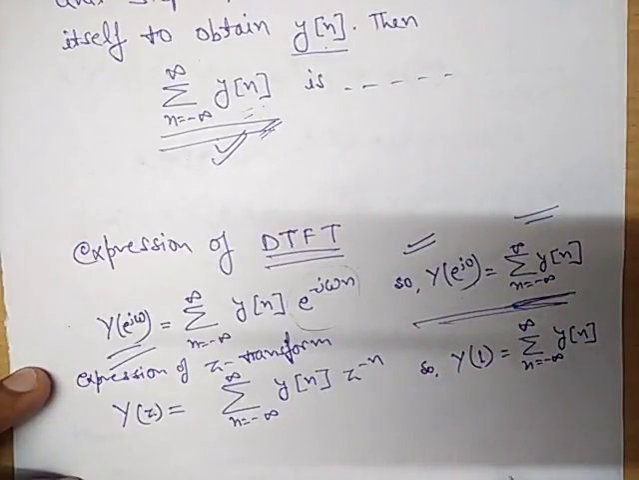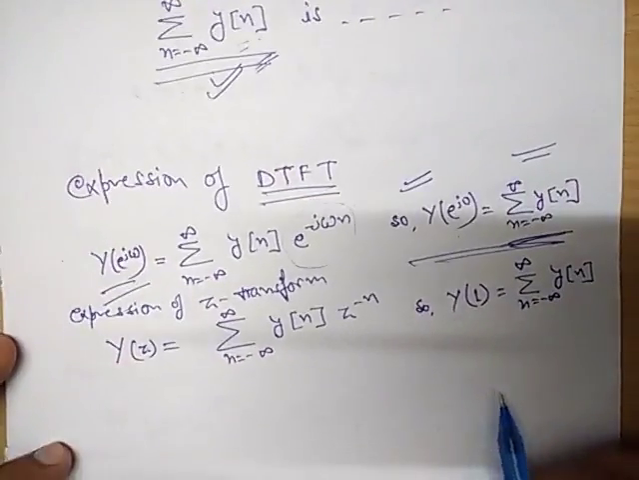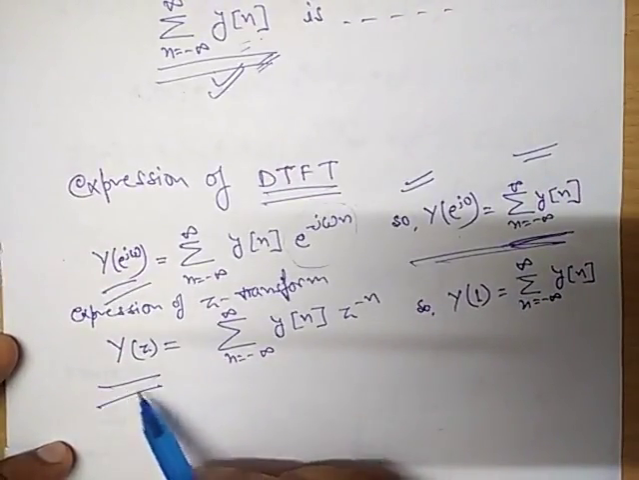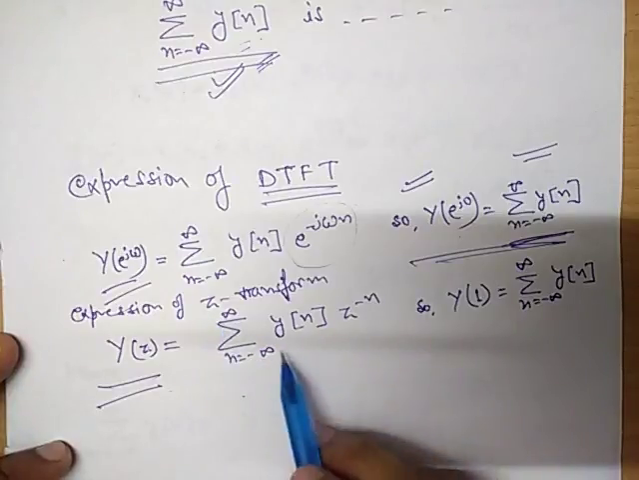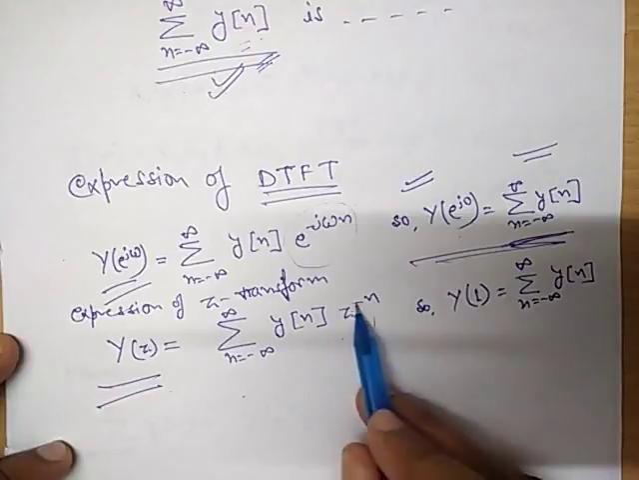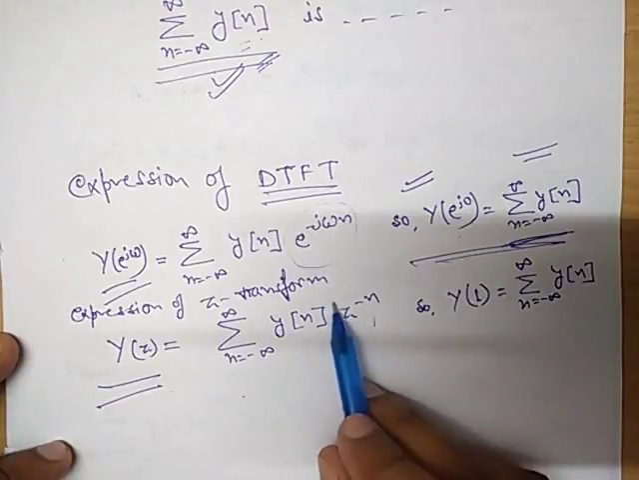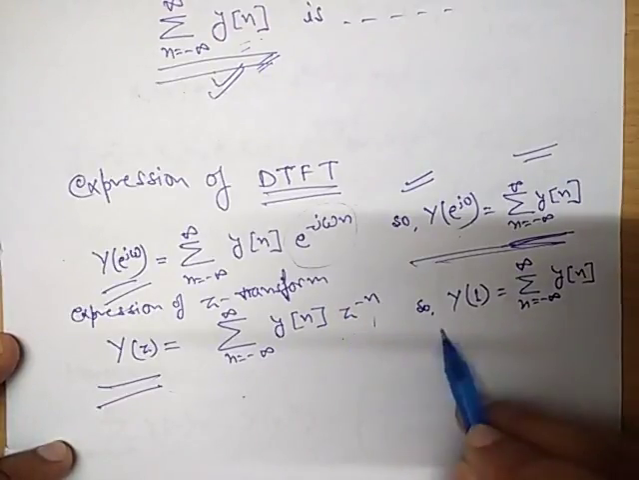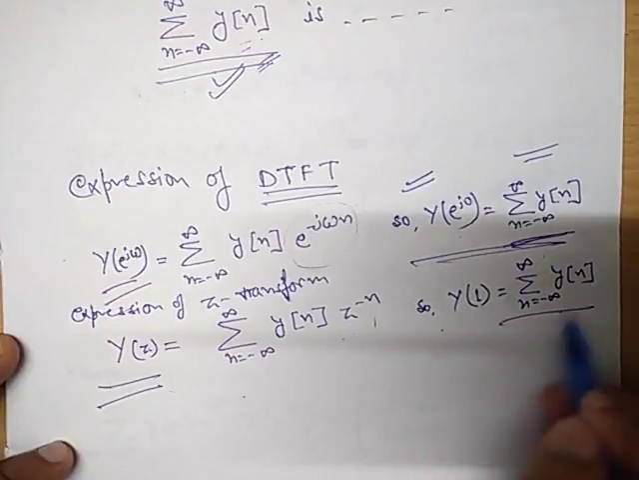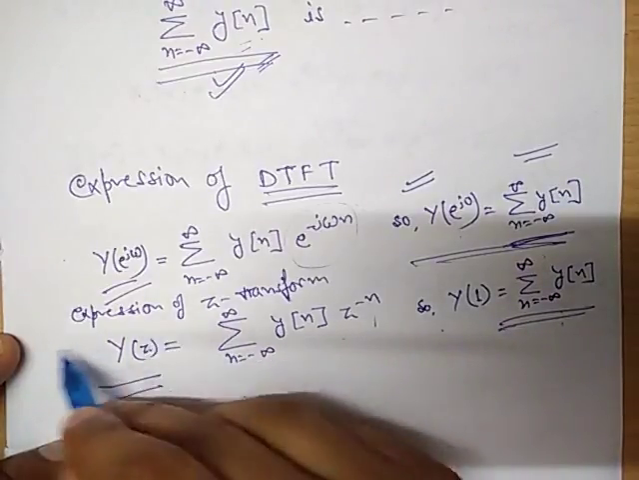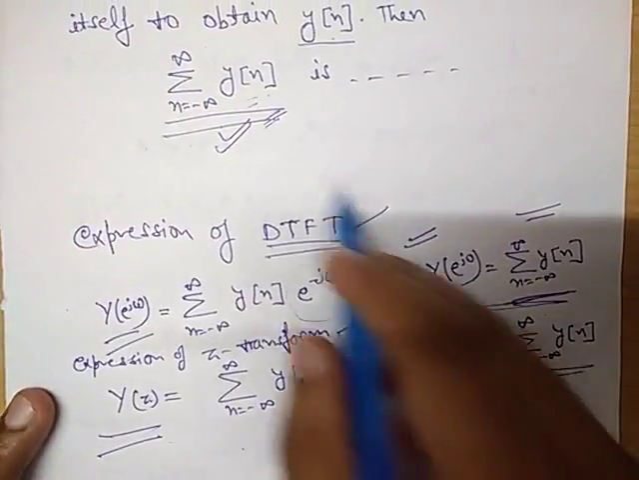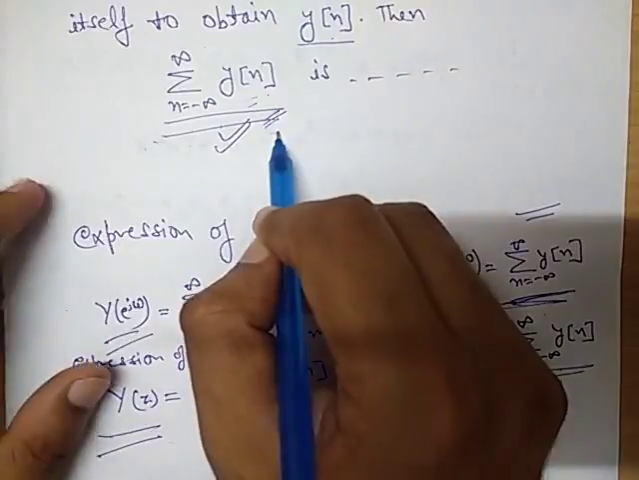Another thing that we can use is the Z transform. The Z transform is similarly explained. The expression is the summation from minus infinity to infinity of y[n] z^{-n}. If we put z equals 1, Y(1) becomes the summation from n equals minus infinity to infinity of y[n]. So either using the Z transform relation or the DTFT relation, we can easily find this expression's value.